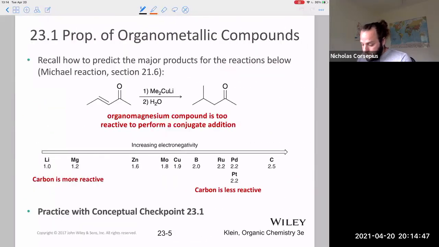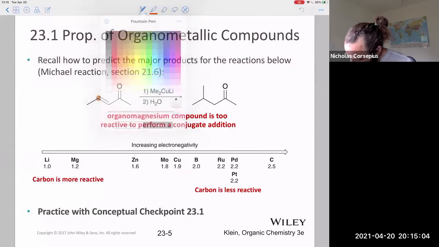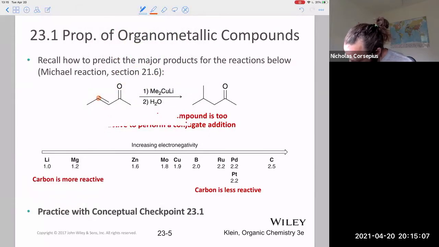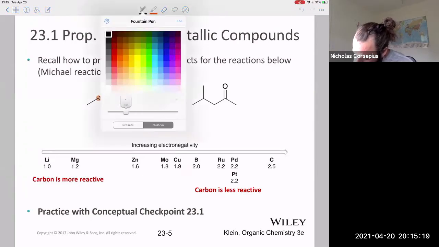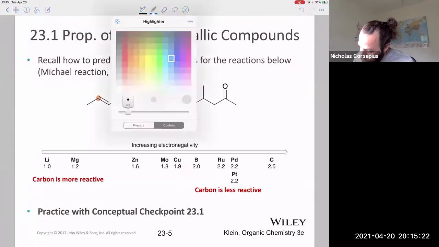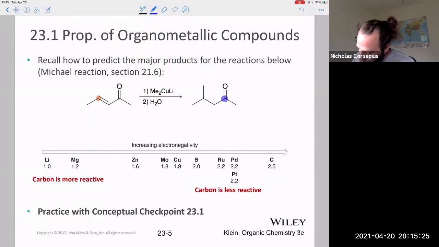The other way that we saw the Gilman sort of differing from the Grignard is that it will attack these enones or alpha beta unsaturated compounds at the beta carbon, right? So this electrophilic beta carbon. I guess just to really review here. The organomagnesium or the Grignards, they're too reactive to react at this beta carbon. Instead, they will react at the carbonyl carbon, just like they would with a normal aldehyde or ketone.